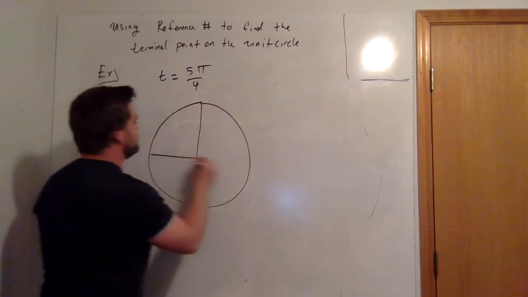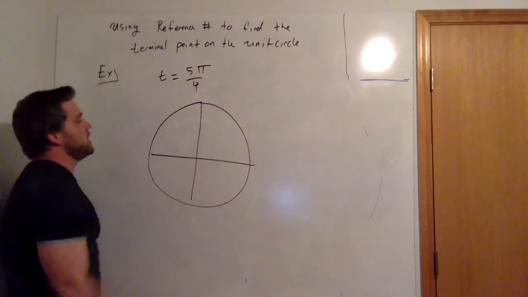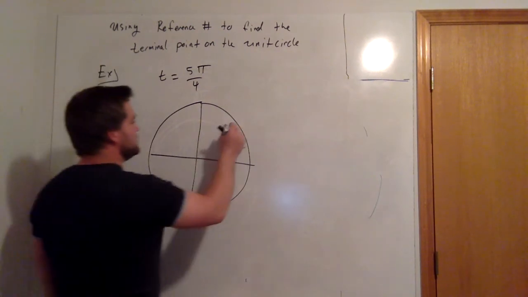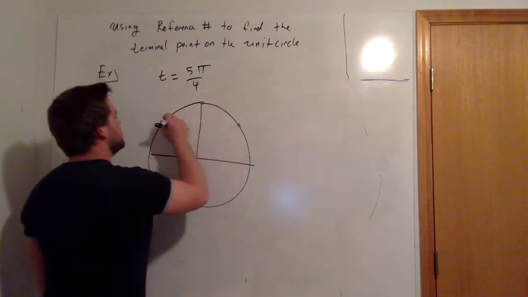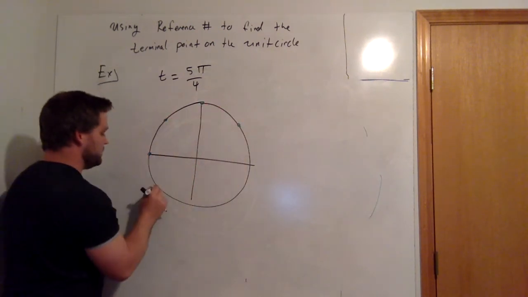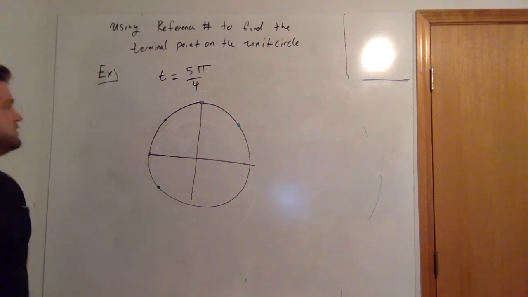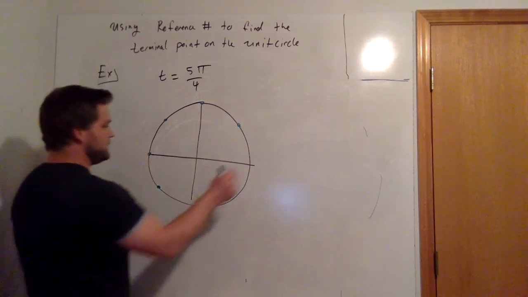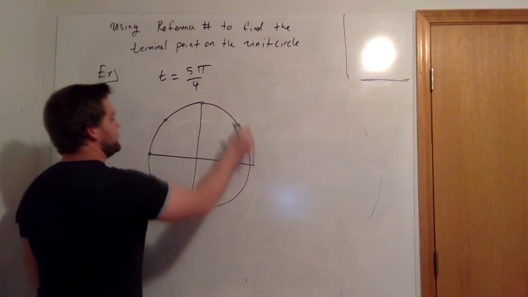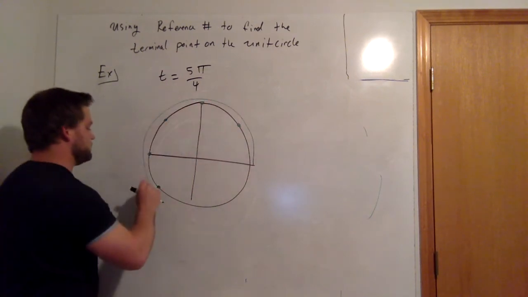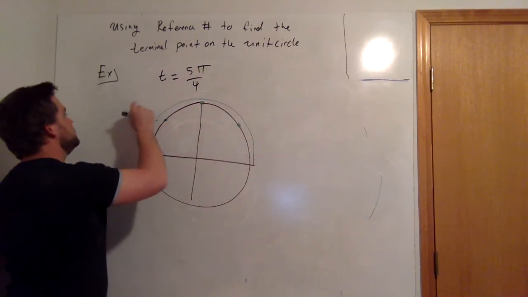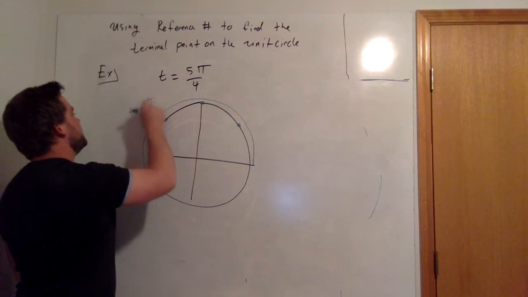So now we've moved 5 increments of pi over 4. So we'll count: 1, 2, 3, 4, 5. So this is where we are on the unit circle. This distance I've traveled along the circle, t, is 5 pi over 4.